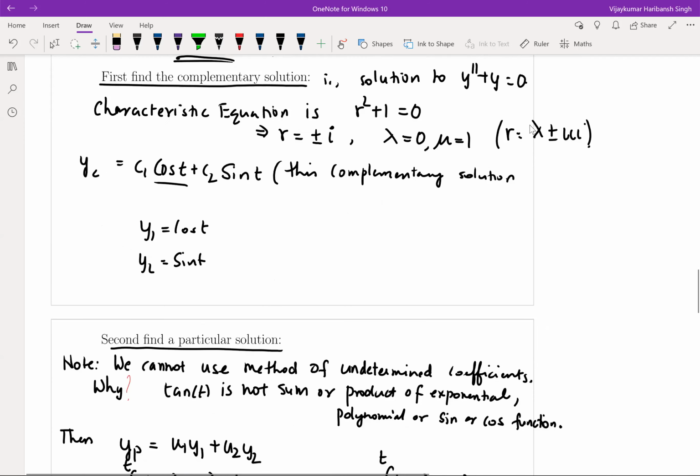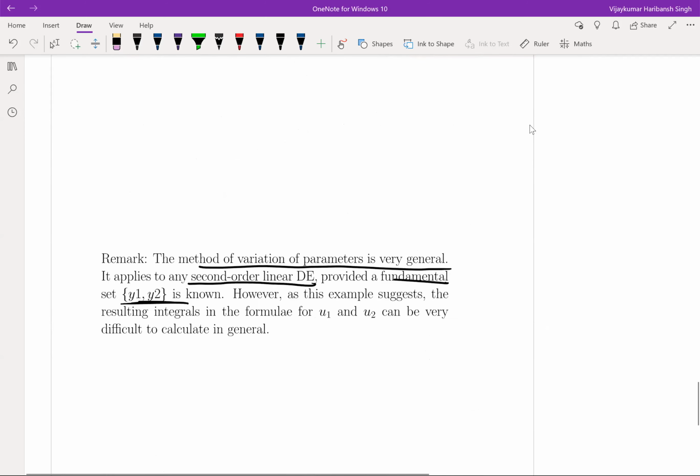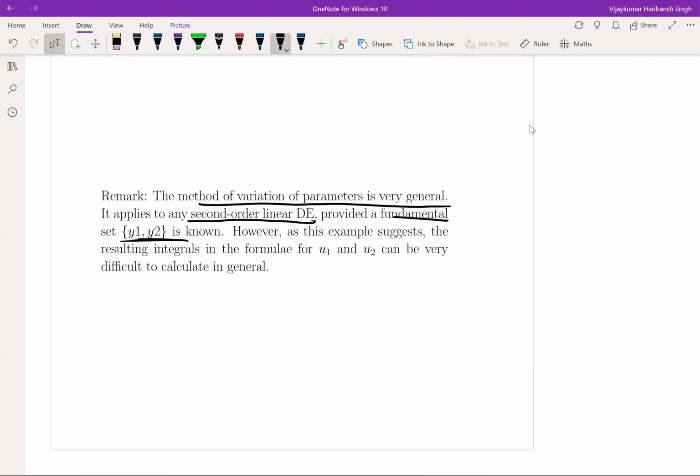Then the second process is, once you know that, you can find u1 and u2 using the previous formula. And sometimes it is more tedious to calculate it in general.